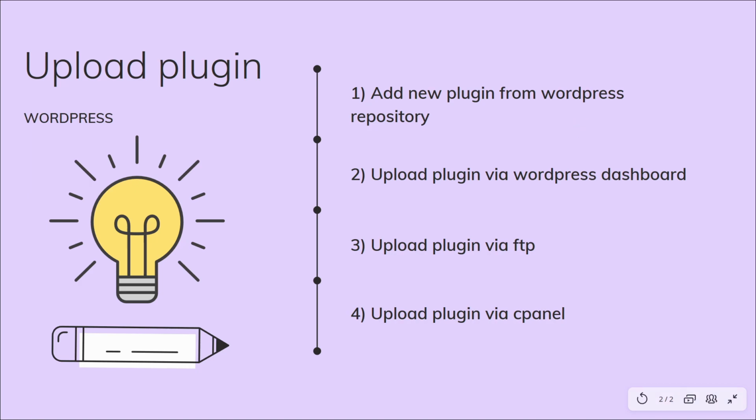We search for the plugin from your WordPress dashboard and add it. The second one will be to upload the plugin via the WordPress dashboard. But in some cases, if you bought a premium plugin or you developed your own plugin, or for any other reason you cannot use methods 1 and 2, then we have method 3, upload the plugin via FTP, and method 4, upload the plugin via cPanel. I'll put the timestamps in the description of the video so you can directly go to the part which you are interested in.